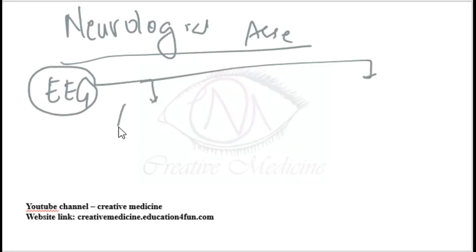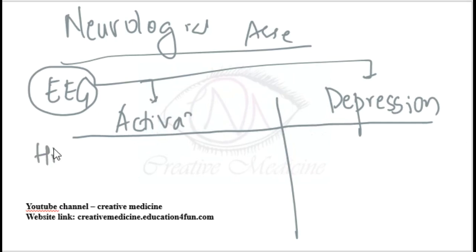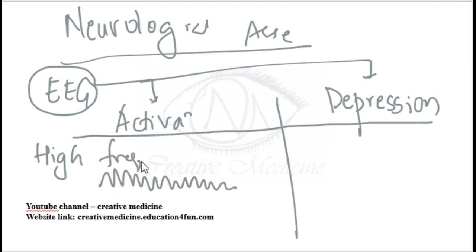One, by activation of electroencephalogram, or by depression. In EEG, activation, that is high frequency and low amplitude, is seen. In EEG, activation waves are high frequency and low amplitude.